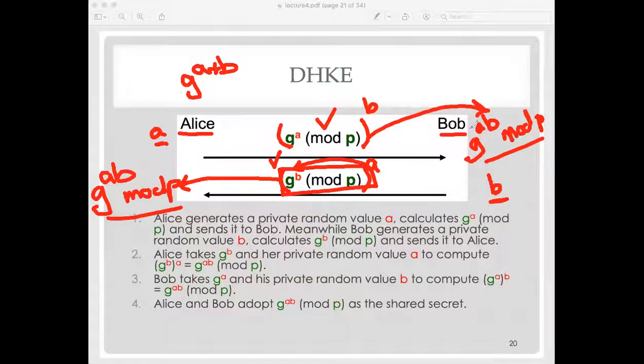And also Bob knows B, and Bob receives this. He takes this and raises it to the power B. And then we know, you do multiplication, and the order in multiplication doesn't matter. G to the B times A or G to the A times B. And it becomes G to the AB mod P. So Bob gets this and Alice gets this.